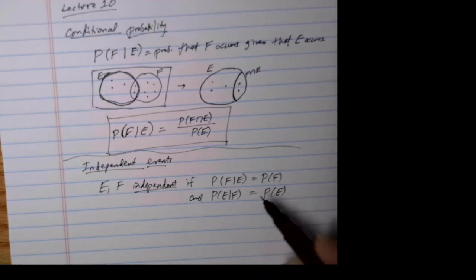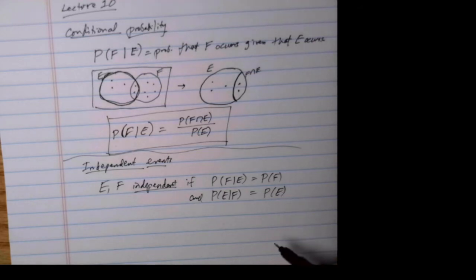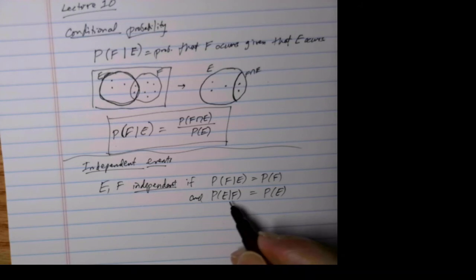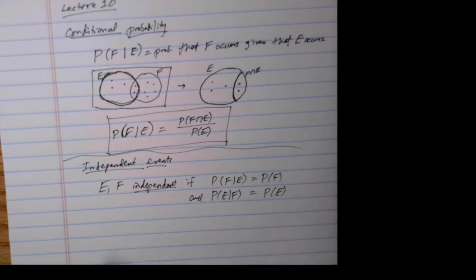But what does a thing like this mean? The probability of E given F is equal to the probability of E. Well, the probability of E is something that you calculate without reference to F. It doesn't matter whether F occurred or not. There doesn't even have to ever be such an event as F to compute the probability of E. Right? And then if you compute the probability of E given that F occurred, it doesn't change anything, meaning that whether or not F occurred doesn't change the probability that E occurred.